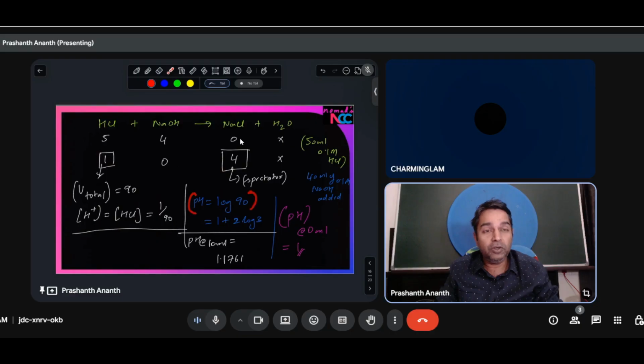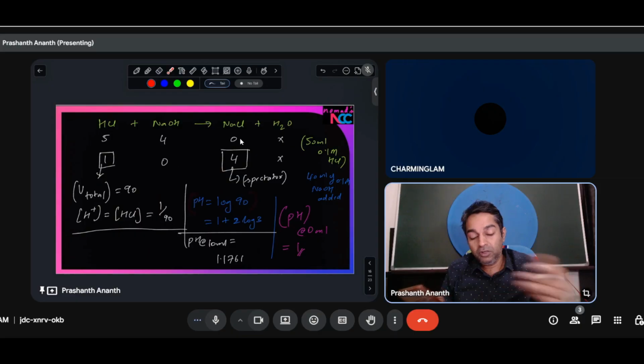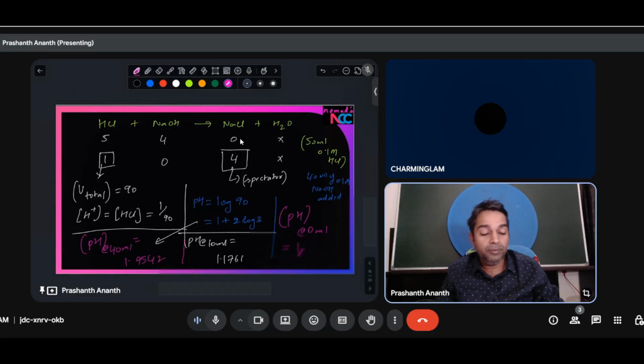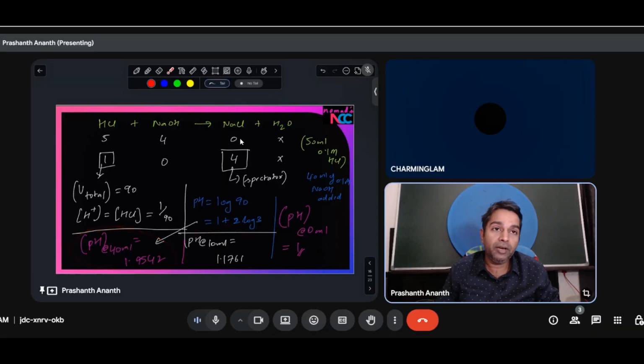So pH is equal to log of 90, which works out as 1 plus log 9, that is 2 log 3. Let me do that calculation: 0.4771 into 2, so 0.9542. So this value works out as pH at 40 ml, which is equal to 1.9542. As you can see, pH at 0 ml was 1, pH at 10 ml is 1.1761, and pH at 40 ml is 1.9542.